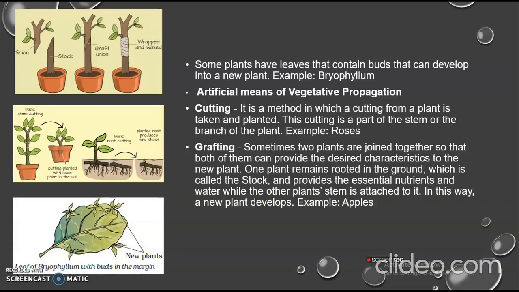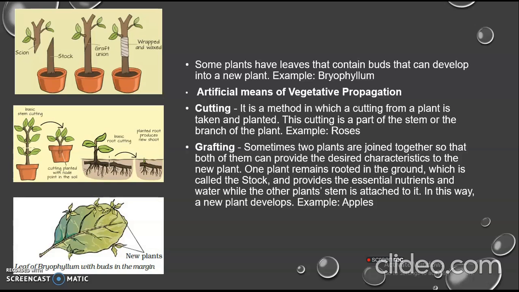We were in artificial means of vegetative propagation. Let me explain it again. The first one in artificial means of vegetative propagation is cutting. It is a basic process in which a cutting from a plant is taken and planted. This cutting is a part of a stem or the branch of a plant.